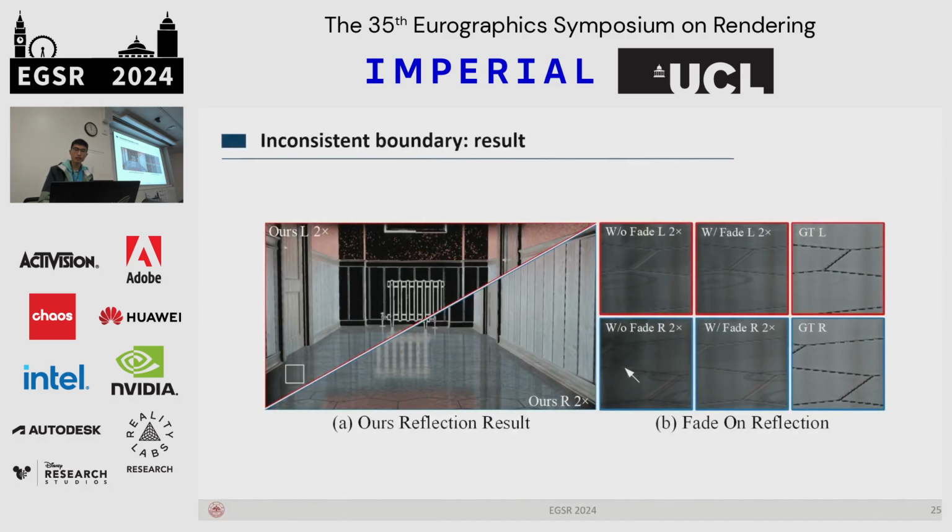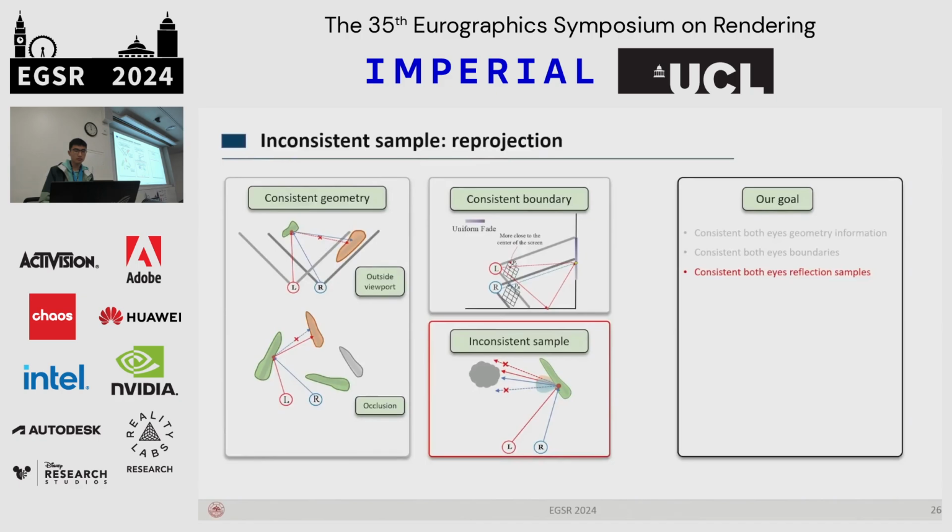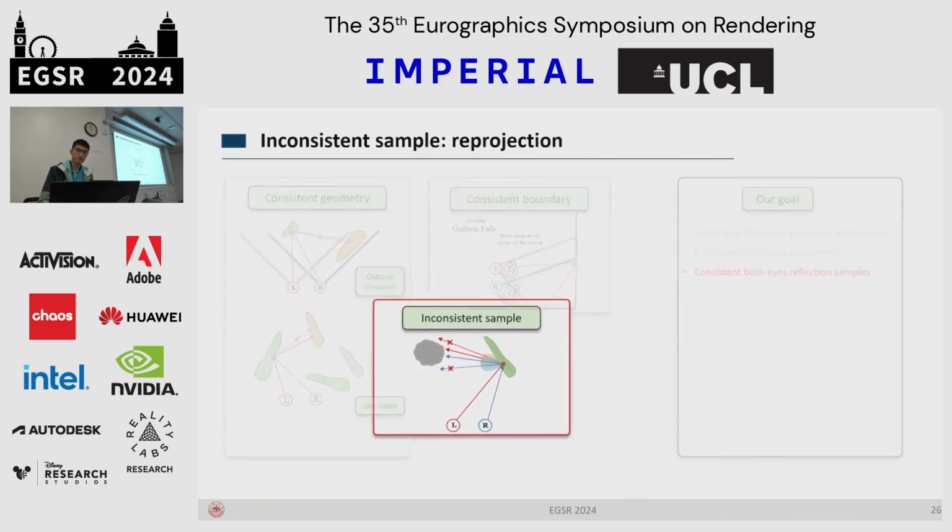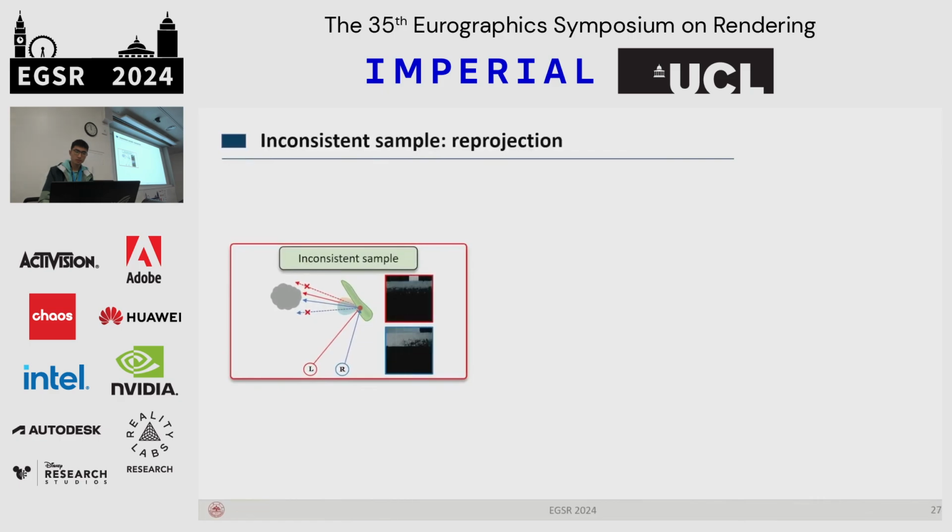We compared our results with those obtained without a field model. Our approach preserved more details and maintained consistency between both eyes. Finally, let's take a look at the inconsistent sample. Due to the random nature of sampling and the low sampling rate, reflection can exhibit significant inconsistent noise.